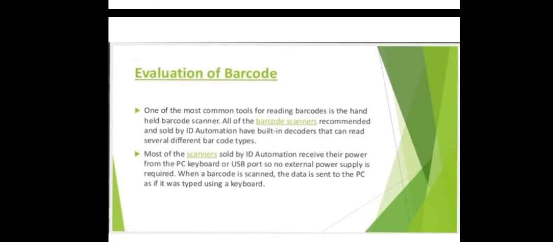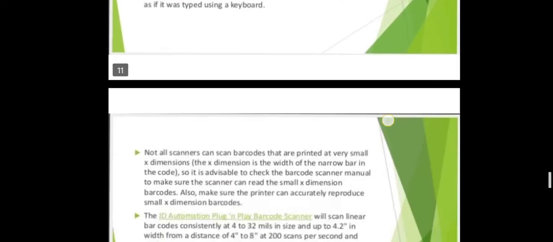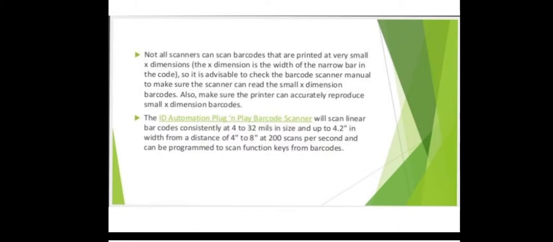Evaluation of barcode. One of the most common tools for reading barcodes is the handheld barcode scanner. Most of the scanners sold by ID Automation receive power from the PC keyboard or USB port, so no external power supply is required. Not all scanners can scan barcodes that are printed at very small X dimension.